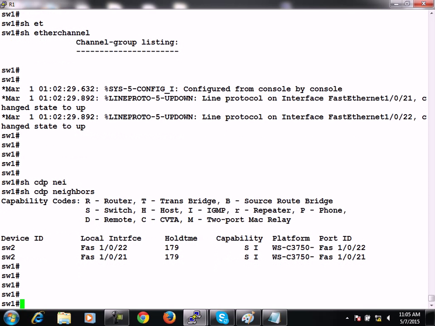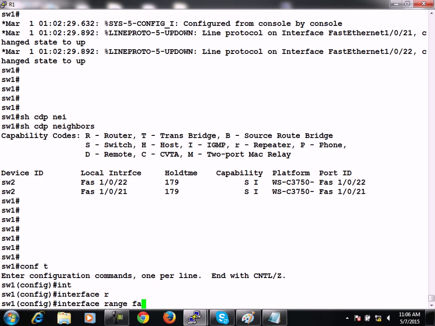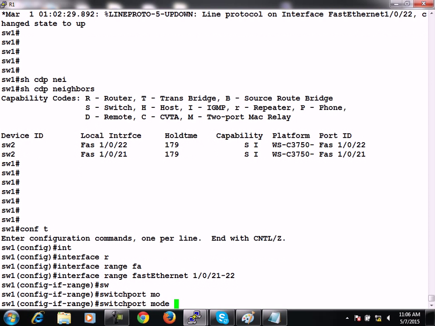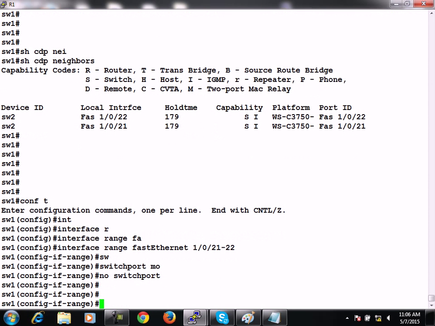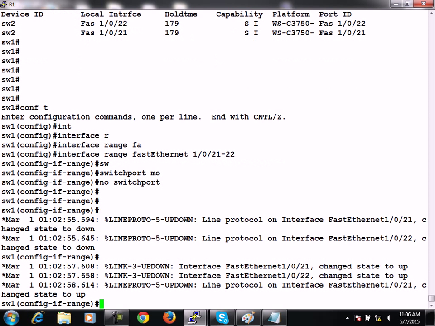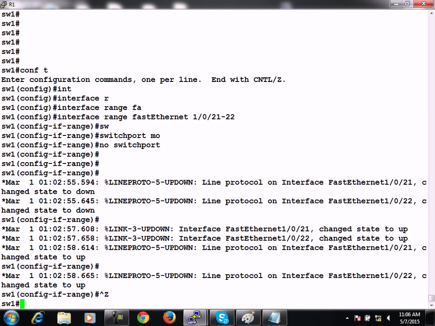As you can see, switch 2 is connected with 21 and 22, right? Then I'm going to configure layer 3 EtherChannel. Before configuring layer 3 EtherChannel, we must have layer 3 ports, yes, layer 3 links between these two switches, right? So interface range FastEthernet 1/0/21 to 22, then you have to say no switchport. Once you configure the no switchport command under these two interfaces, these two interfaces will become layer 3, right?